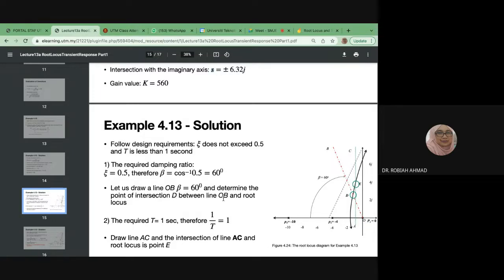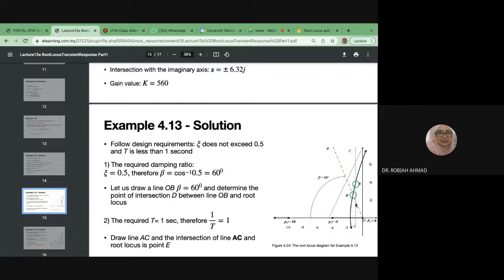And then this is the first syarat. Another syarat is the required time constant is 1. So therefore 1 over T, sebab kat sini adalah 1 over T for the straight line parallel to imaginary axis. So 1 over T, 1 tu kita buat, kita tengok satu and then kita buat lah. So I differentiate with red for the first condition, the zeta not exceed 0.5. And then the green one is for the second condition which is T equal to 1.